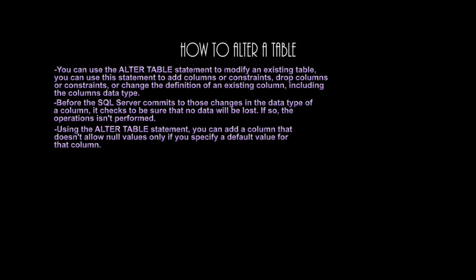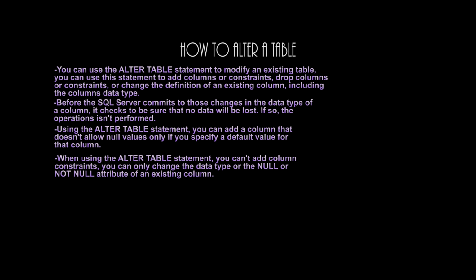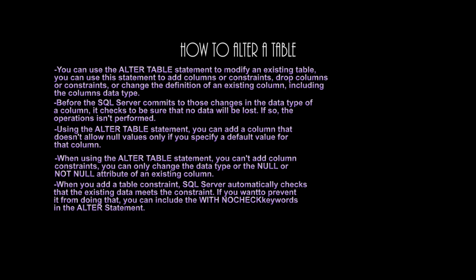Using the alter table statement, you can add a column that doesn't allow null values only if you specify a default value for that column. When using the alter table statement, you can't add column constraints. You can only change the data type or the null or not null attribute of an existing column. When you add a table constraint, SQL Server automatically checks that the existing data meets the constraint. If you want to prevent it from doing that, you can include the with no check keywords in the alter statement.